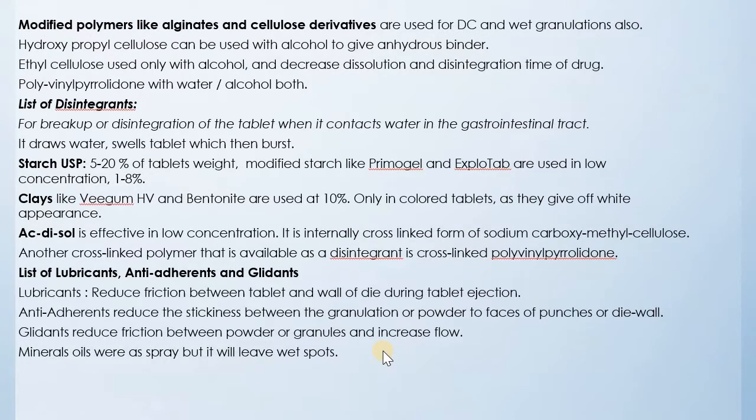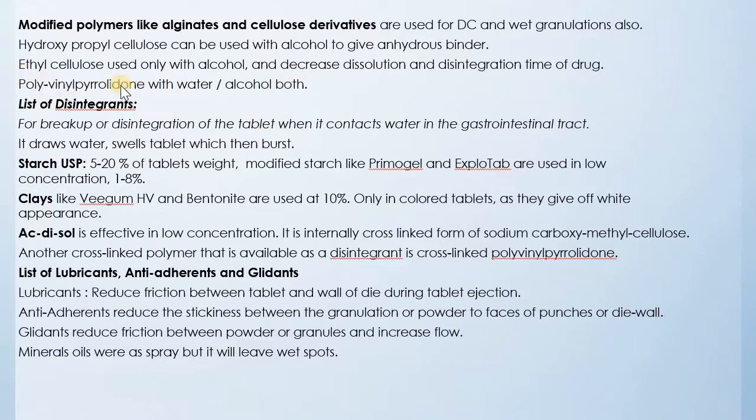The modified polymers like alginates and cellulose derivatives are used for direct compression and for wet granulation also. The example is hydroxypropyl cellulose, which can be used with alcohol to give an anhydrous binder. Ethyl cellulose is used only with alcohol and decreases dissolution and disintegration time of the tablet. The polyvinyl pyrrolidone is used with water or alcohol both. So HPC for anhydrous, ethyl cellulose only with alcohol, and polyvinyl pyrrolidone with water and alcohol both.